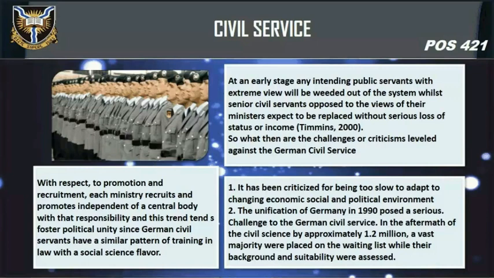So what then are the challenges or criticisms leveled against the German civil service? 1. It has been criticized for being too slow to adapt to the changing economic, social and political environment. 2. The unification of Germany in 1990 posed a serious challenge to the German civil service. In the aftermath, of the civil service of approximately 1.2 million, a vast majority were placed on the waiting list while their background and suitability were assessed.